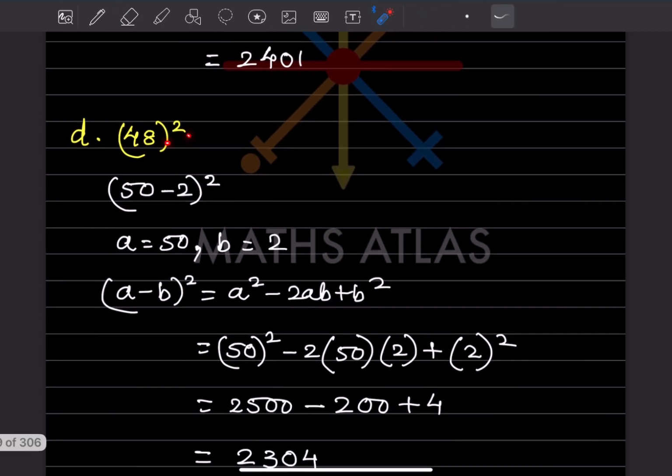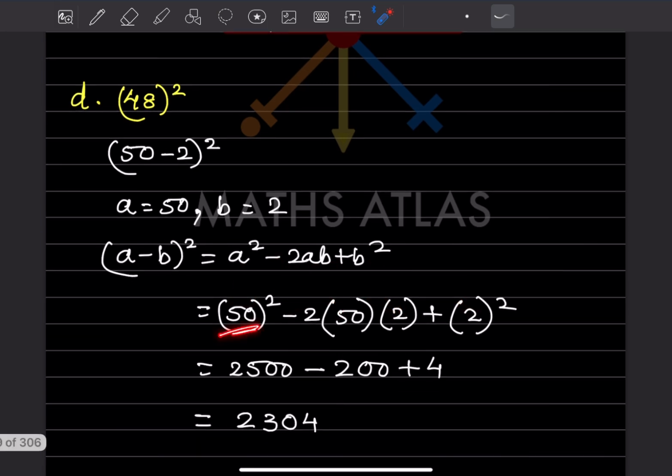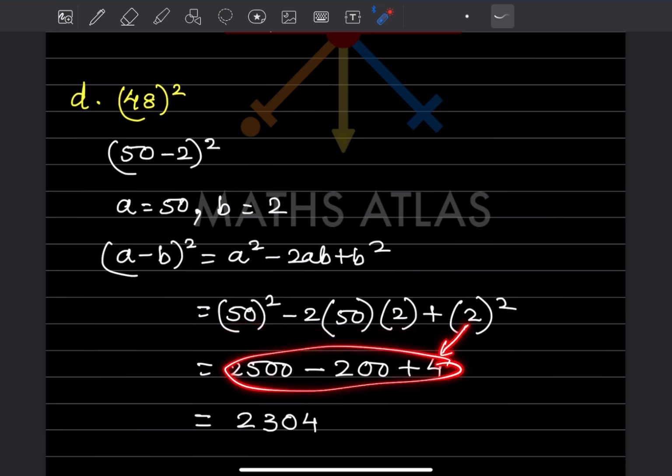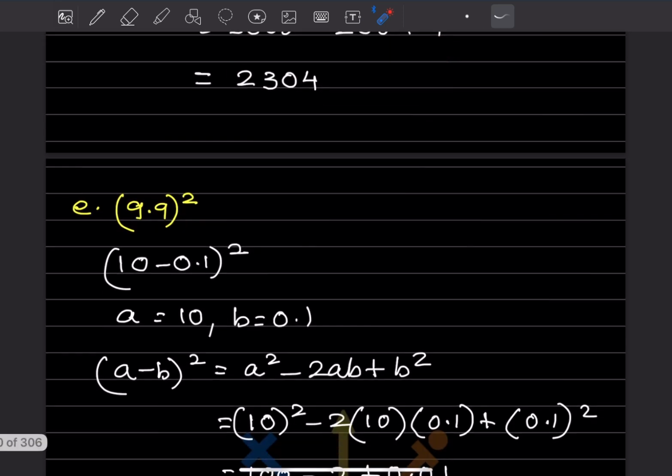Here again 48 square means you can write (50 minus 2) whole square. This will be A is 50 and B is going to be 2. So now this will be the formula. So this will be 50 square minus 2 into 50 into 2 plus 2 square. So this should be 2500. This will be 200 and this is going to be 4. When you solve this part, it should be 2304.